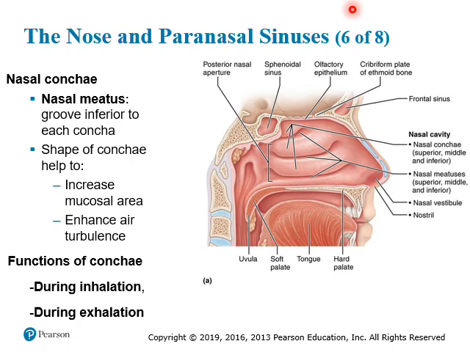The shape of the conchae helps to increase mucosal area and enhance air turbulence. And pretty much during inhalation, the conchae and the nasal mucosa will filter, warm up, and moisten the air that you're actually breathing. And during exhalation, these structures will reclaim heat and moisture.